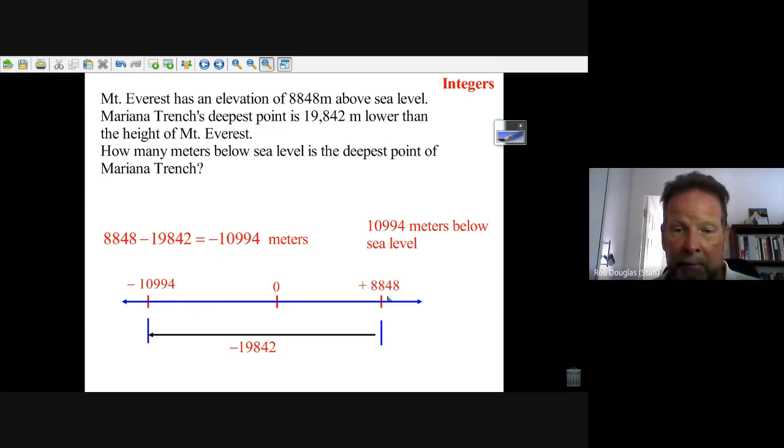And it kind of makes sense. 8,848 is what it is above. There it is below. If you actually add those two numbers together, it would equal this 19,842. But when you subtract, you go to the left on the number line. So this number line kind of illustrates what's going on with the integers. So you can take a close look at it and see if you can make sense of it. When you subtract, you go to the left on the number line.